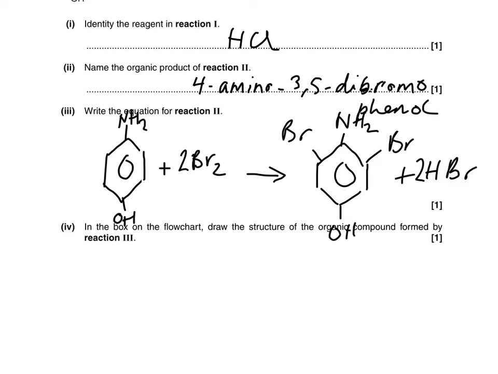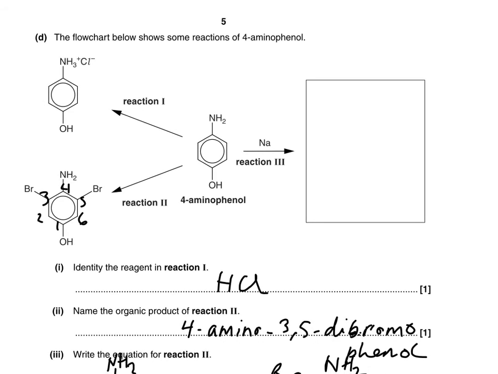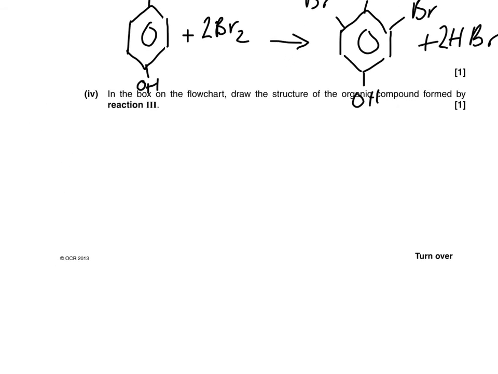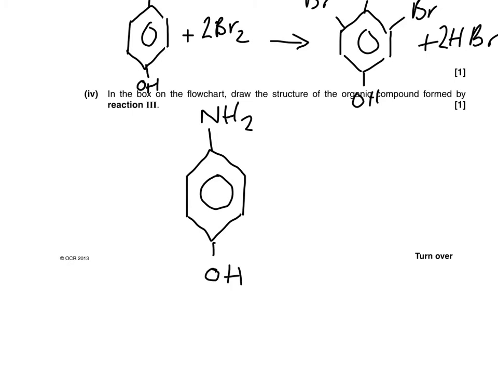Okay, draw the structure of the organic compound formed from reaction 3. So we're reacting with sodium metal. It's the alcohol groups that will react with sodium. It won't react with sodium hydroxide, but sodium metal is reactive enough to react with an alcohol. So what happens is the hydrogen is lost and replaced with a sodium. You can include the charges if you want, but there's no need to, so I'm not going to.